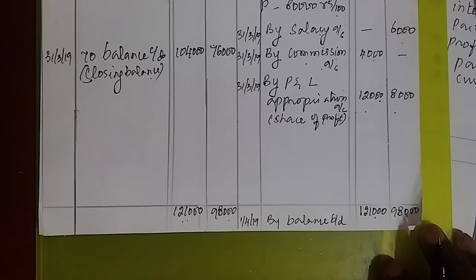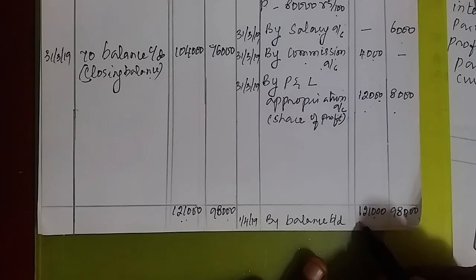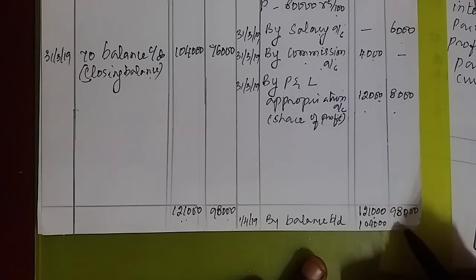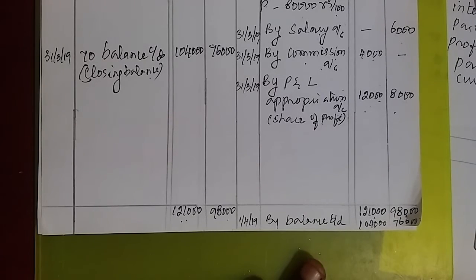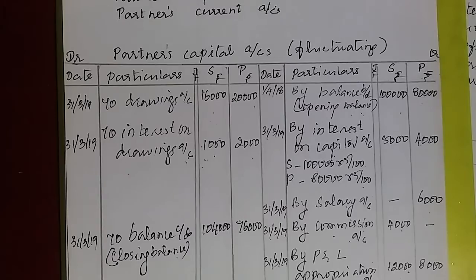Okay, this opening value is only for partners capital or current account. You should not do it for the P&L appropriation, because in P&L appropriation the balance is considered as profit and it is shared between the partners. 1,04,000 and here it is 76,000. Is it clear? This is about partners capital account under fluctuating method.